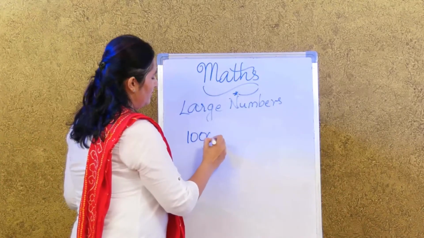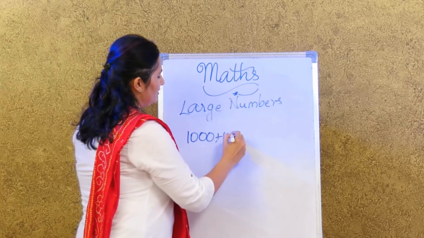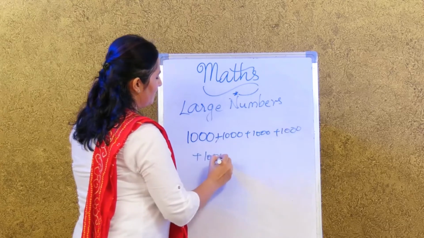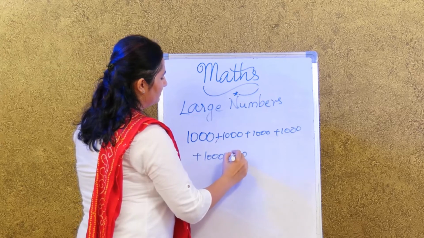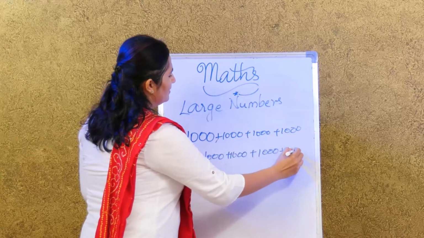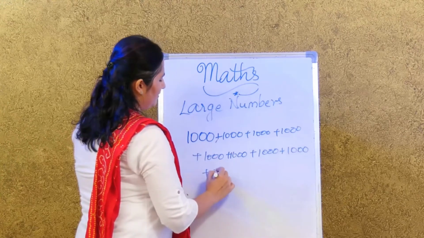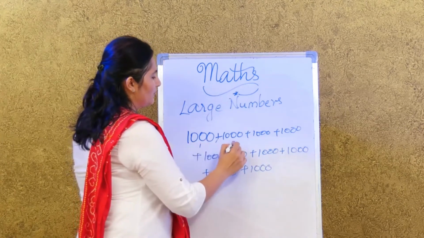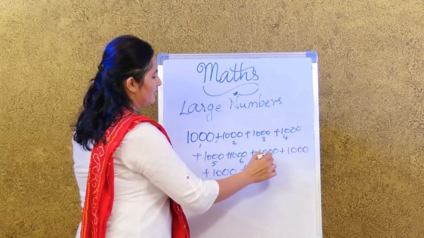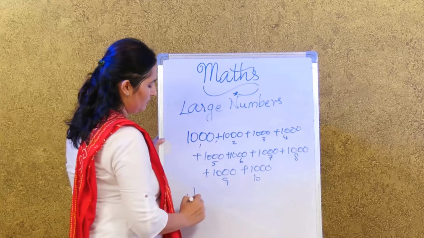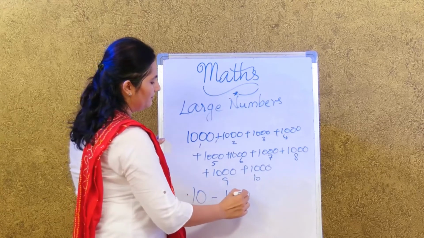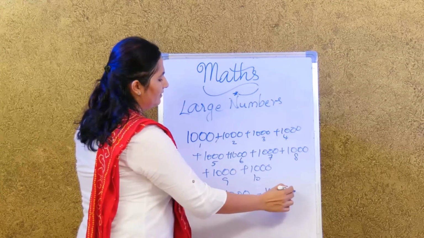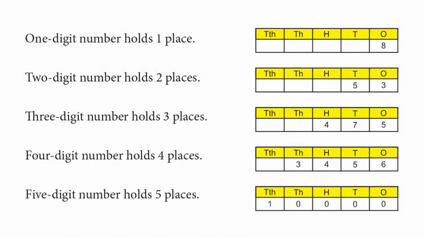So, 1000 plus 1000 plus 1000 plus 1000, again plus 1000 plus 1000 plus 1000 plus 1000 plus 1000 plus 1000. Don't worry, we are done. So, there are 1, 2, 3, 4, 5, 6, 7, 8, 9, 10. So, 10 thousands, that is 10 times 1000, will give 10,000. Okay? So, there are 10 times.